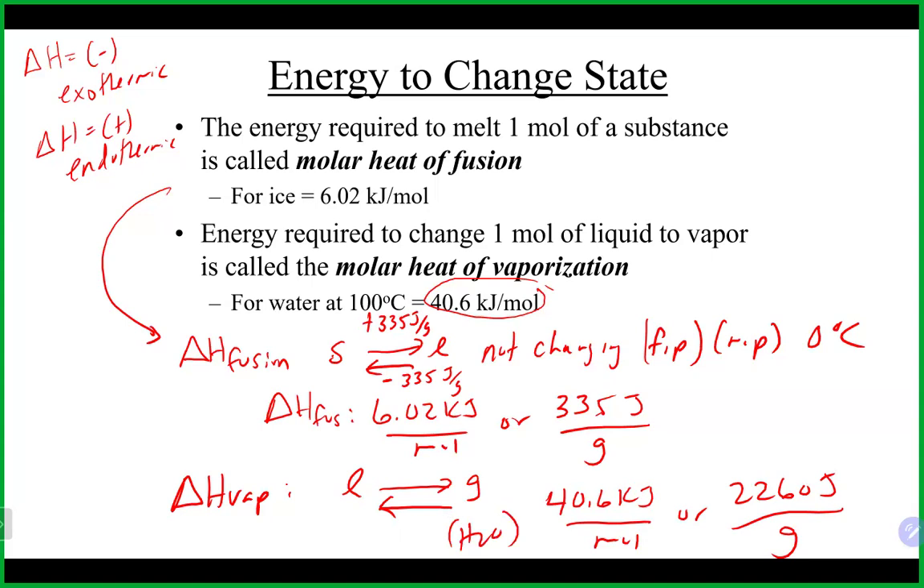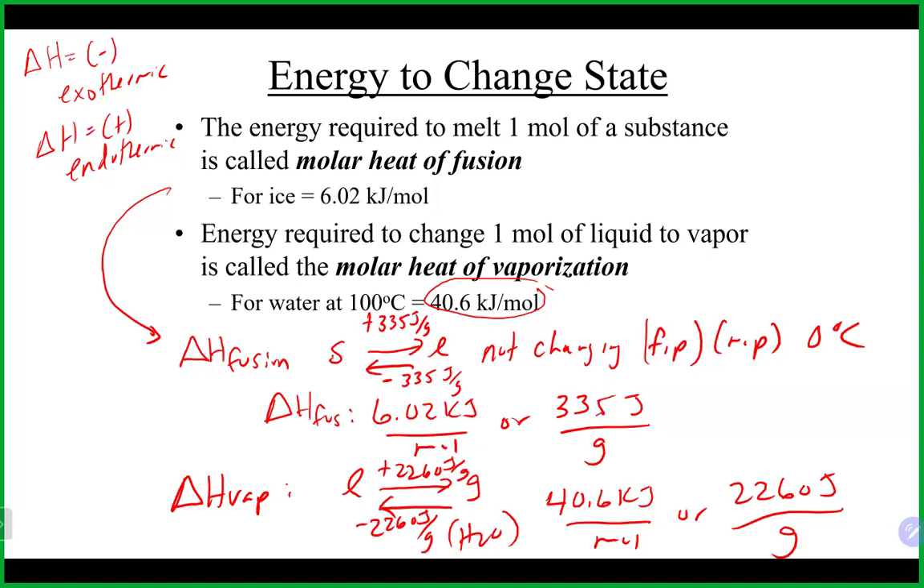Again, much like the heat of fusion, it works the same way as you go from liquid to gas, endothermic. So that would be positive 2260 joules per gram. As you go from gas back to liquid, that is negative 2260 joules per gram, as it is exothermic. So this is the energy that is required just to do that phase change. You can use it to figure out how much energy you would need.